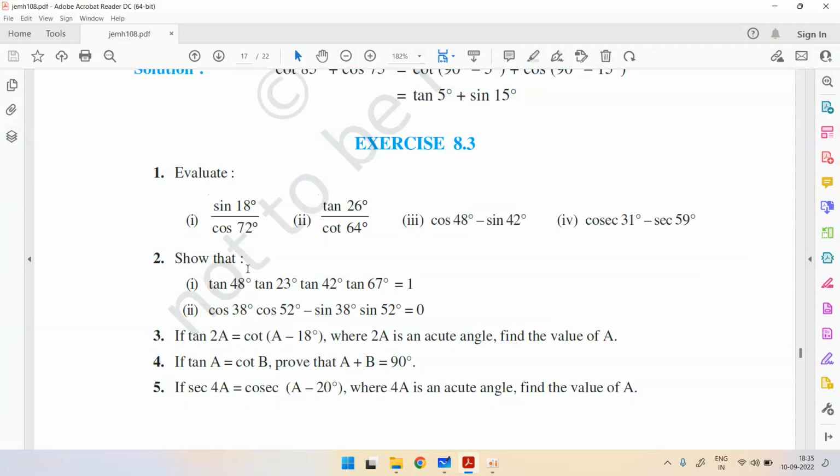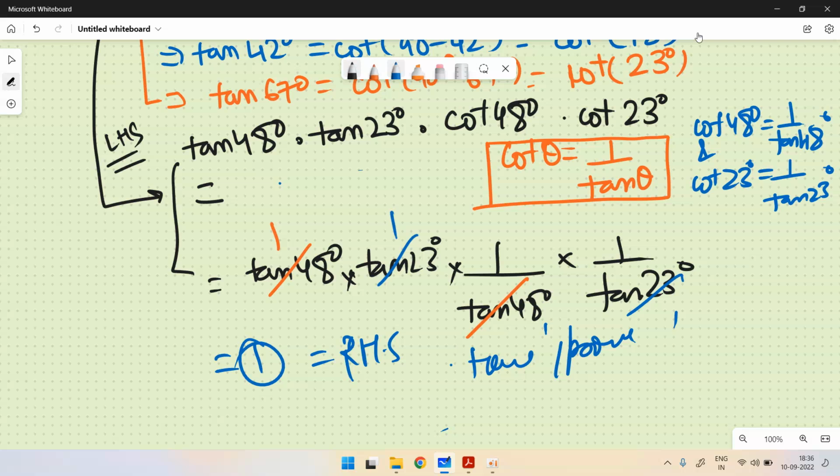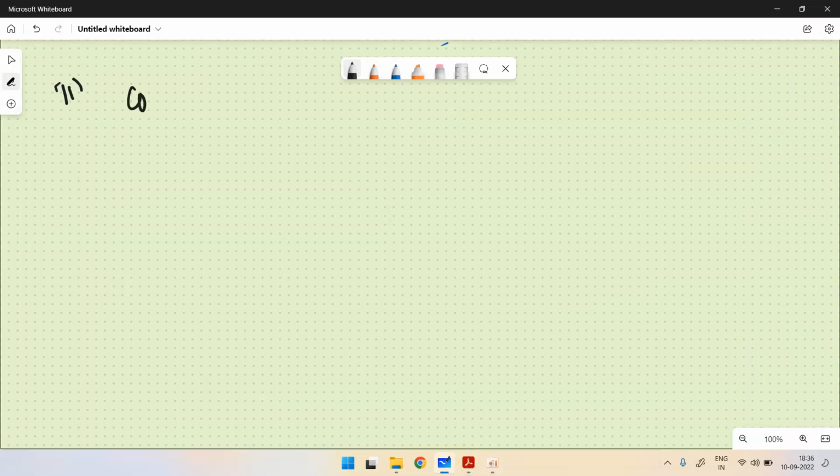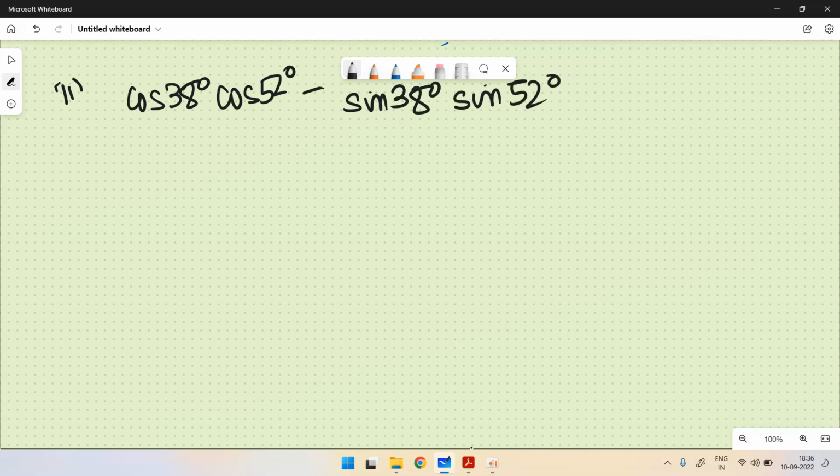Second is show that cos 38 into cos 52 minus sin 38 into sin 52 is equal to 0. So the second part is cos 38 degree into cos 52 degree minus sin 38 degree into sin 52 degree equals 0.